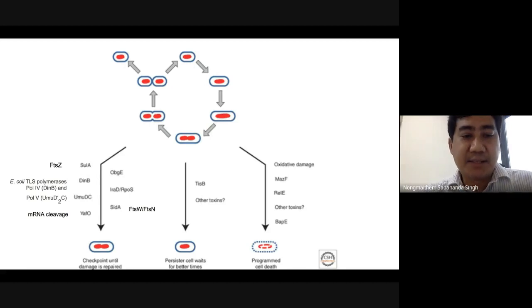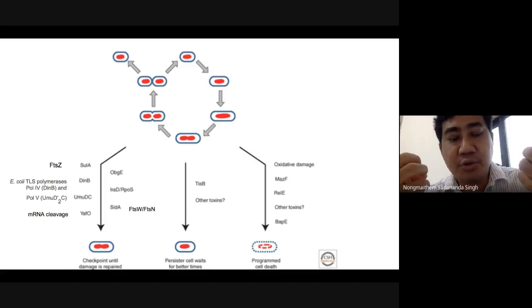In the case of checkpoint, how does the SOS response kick in this checkpoint protein? There are many factors involved in the cell cycle progression checkpoint. What is important here is one of the first proteins that we talked about earlier also, SulA. SulA is known to inhibit the polymer formation of a protein called FtsZ. So FtsZ is believed to form a filament in the middle of a dividing cell and helps in the formation of the cell wall, thereby leading to separation of the two daughter cells.